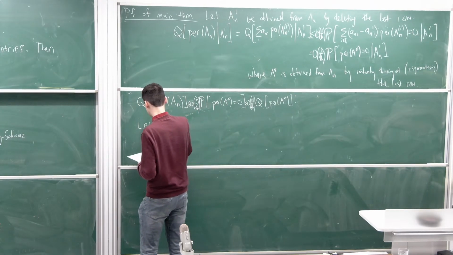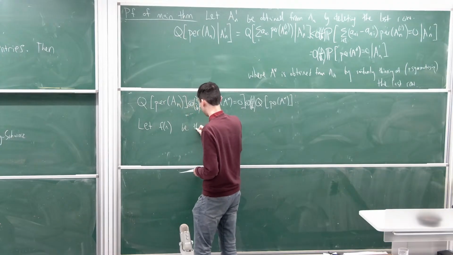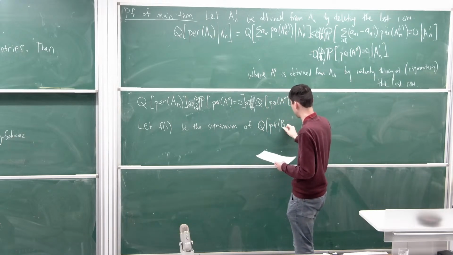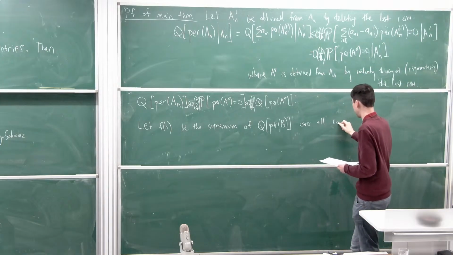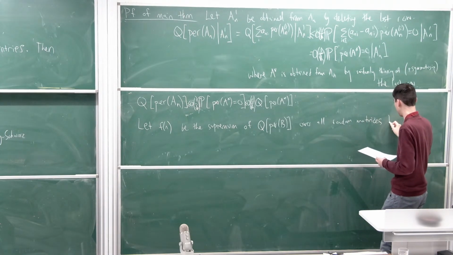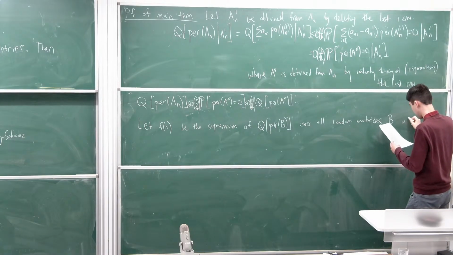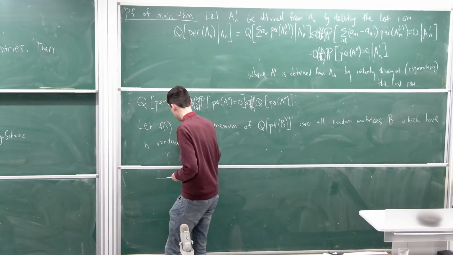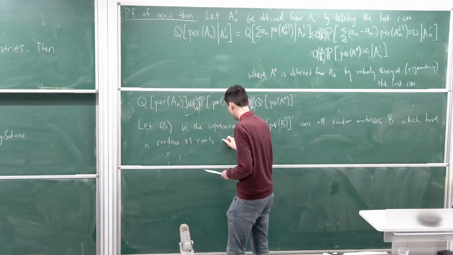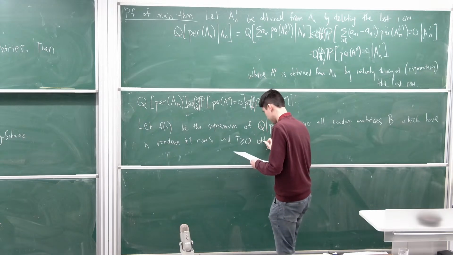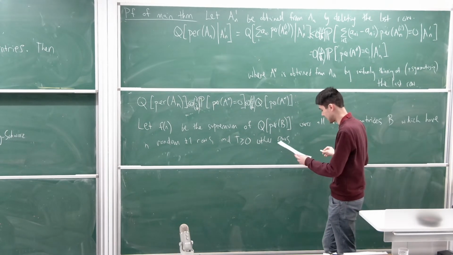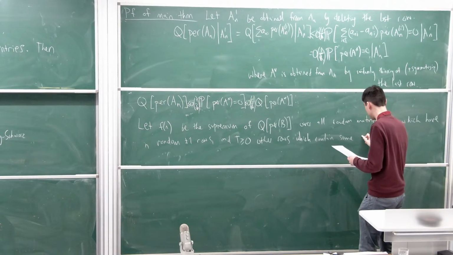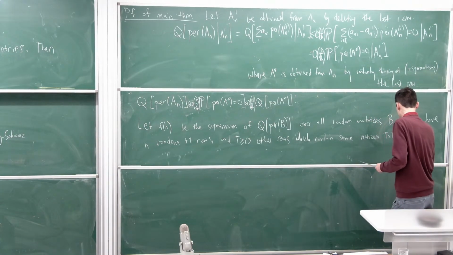So let's let f of n be the supremum of Q of the permanent of B over all random matrices B, so all possible distributions on matrices which have n random plus minus 1 rows and some number, possibly 0, other rows. And I'm not demanding anything at all from these other rows except that they contain some non-zero t by t subpermanent. Oops.